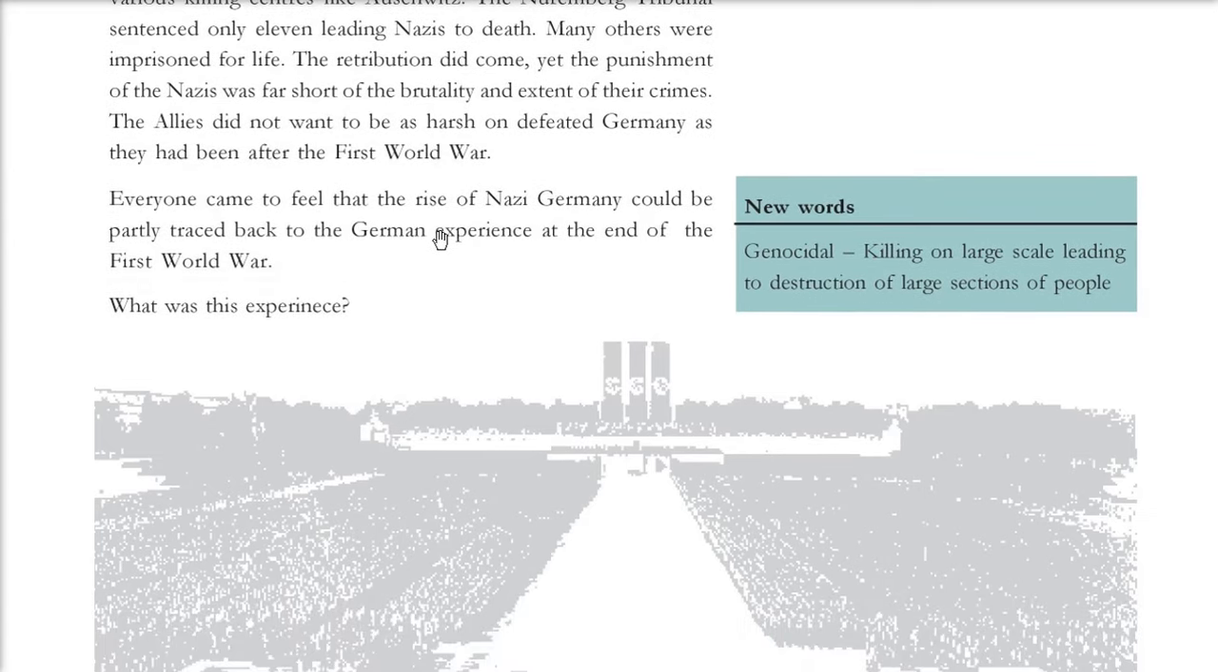So everyone came to feel that the rise of Nazi Germany could be partly traced back to the German experience at the end of the First World War. First let me tell you, genocidal means killing on a large scale leading to destruction of large sections of people. Genocide means a community or a people belonging to a certain religion, caste or creed, especially the majority, killing these minorities. This is genocide.